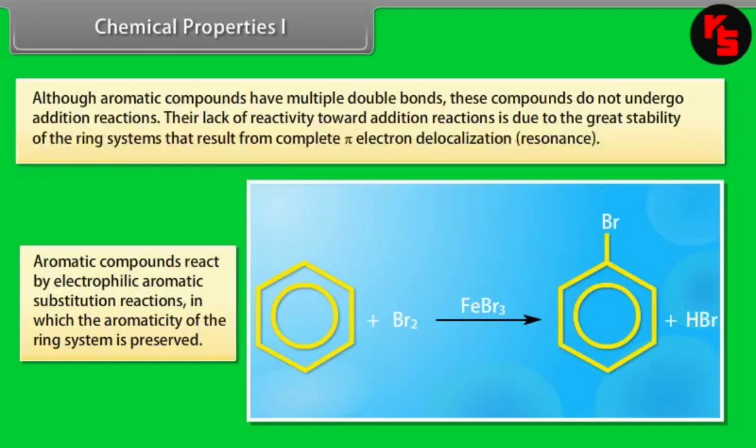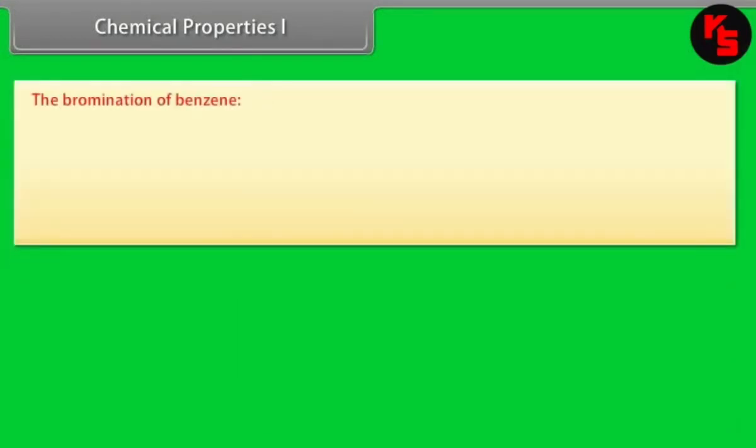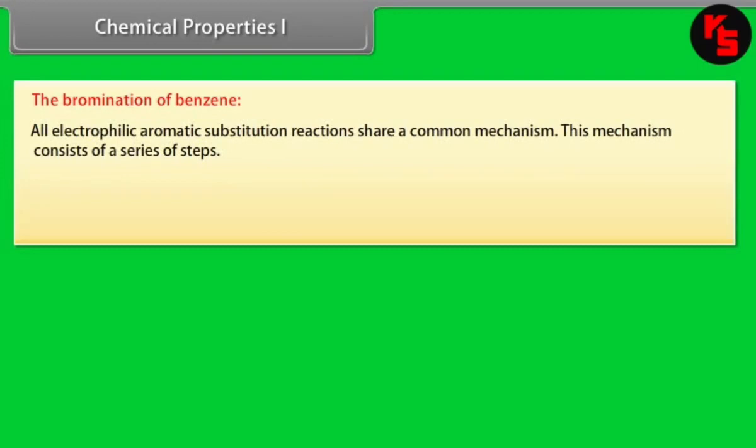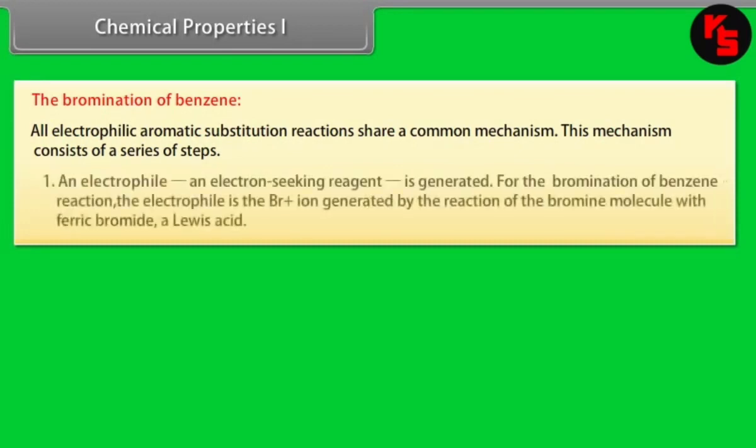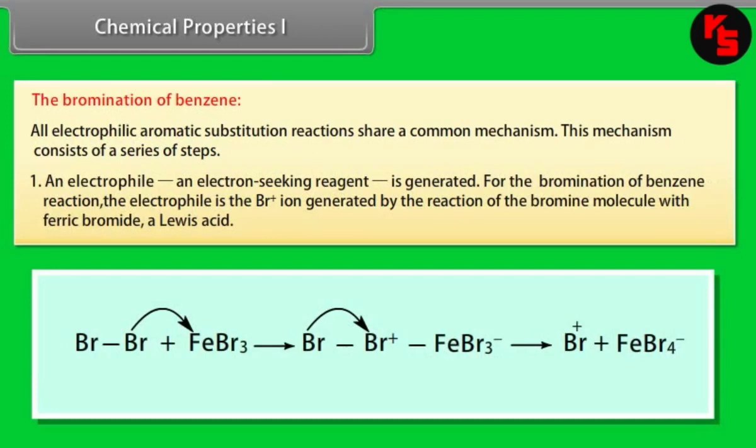For example, benzene reacts with bromine to form bromobenzene. The bromination of benzene. All electrophilic aromatic substitution reactions share a common mechanism. This mechanism consists of a series of steps. An electrophile, an electron-seeking reagent, is generated. For the bromination of benzene reaction, the electrophile is the Br plus ion generated by the reaction of the bromine molecule with ferric bromide, a Lewis acid.